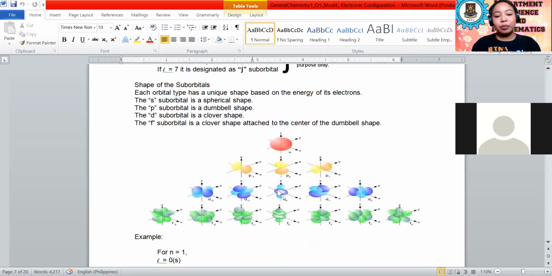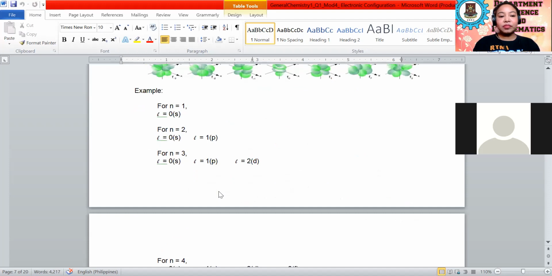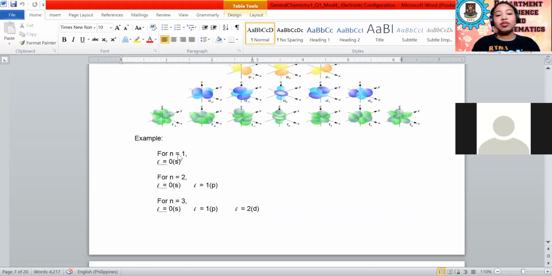The other option is a sphere placed in the center, surrounded by a ring. That is what we call the clover shape. For F, it is a clover shape attached to the center of the dumbbell. So imagine a clover attached to the center of a dumbbell. That is its shape.